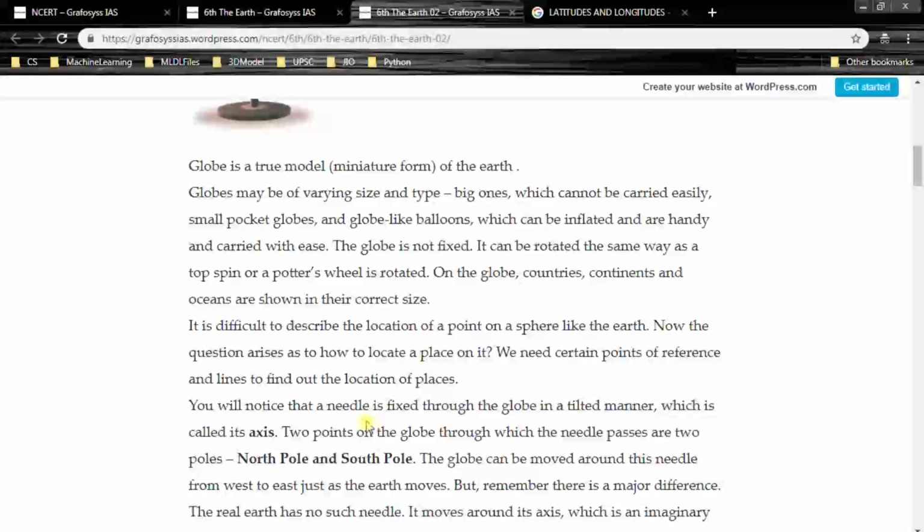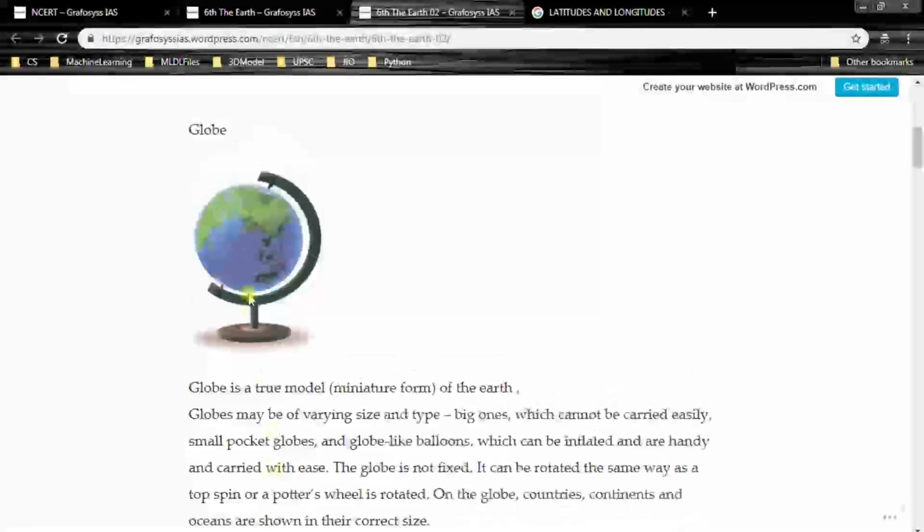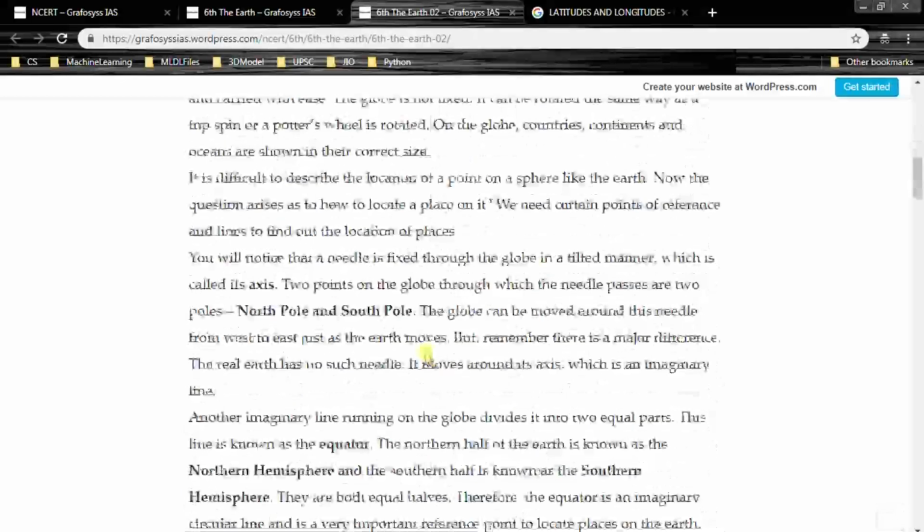You will notice that a needle is fixed through the globe in a tilted manner, which is called its axis. So this is the axis. It is pinned here and at the bottom here, right? And the 2 points on the globe through which the needle passes are the 2 poles. So North Pole and South Pole. North is at the top, and south is at the bottom. So these are the 2 poles which we have to remember.